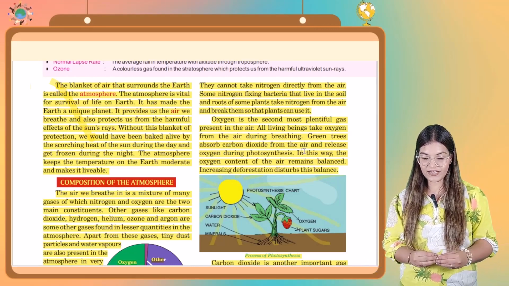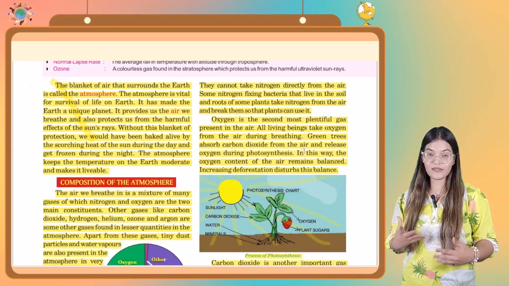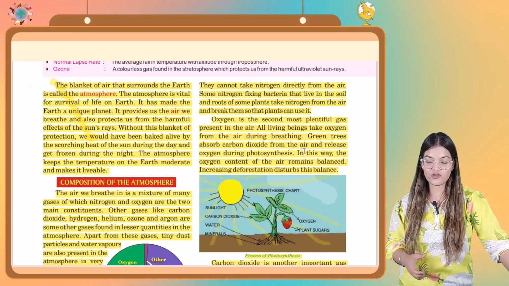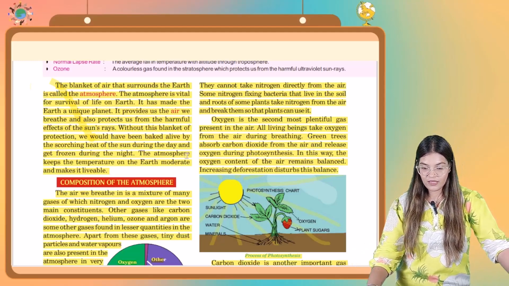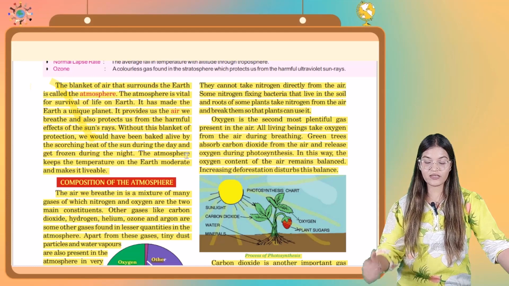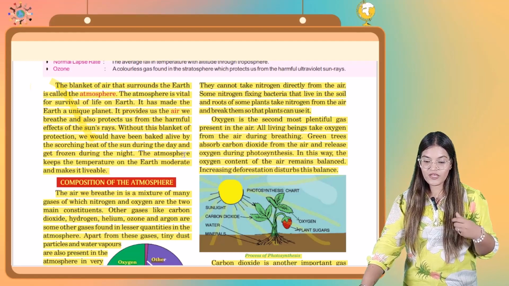Oxygen is the second most plentiful gas present in the air. All living beings take oxygen from the air during breathing. Oxygen is the second most plentiful gas in the air because it is present in the air, right? So all living beings take oxygen from the air during breathing. Green trees absorb carbon dioxide from the air and release oxygen during photosynthesis. In this way, the oxygen content of the air remains balanced.